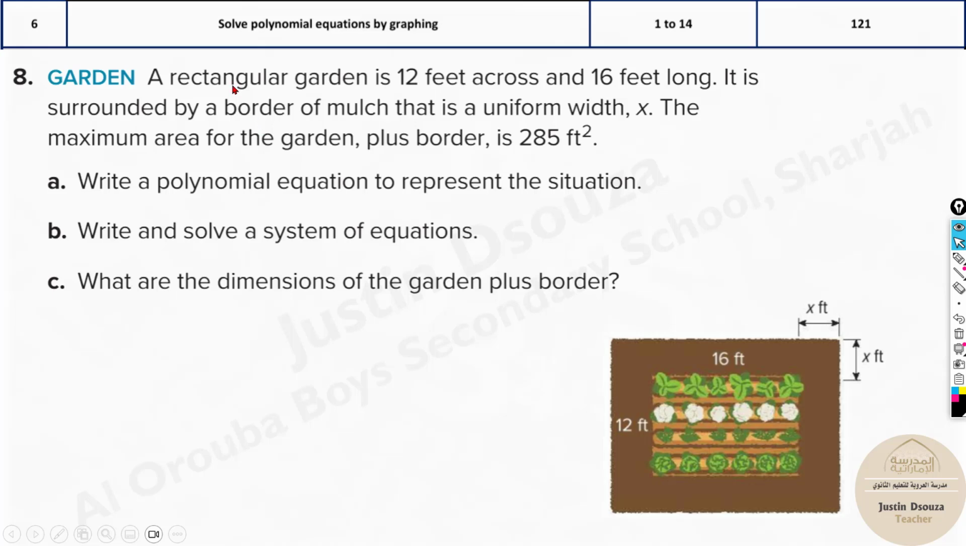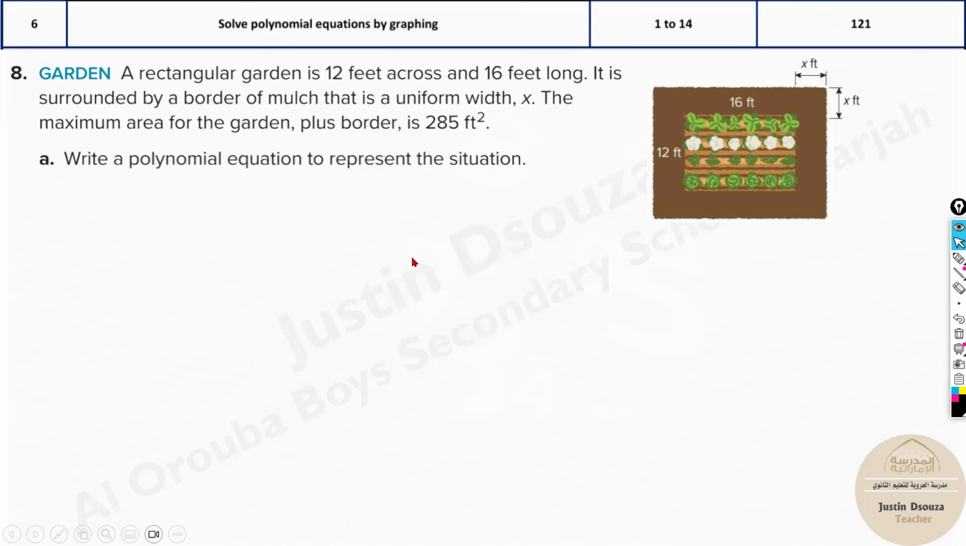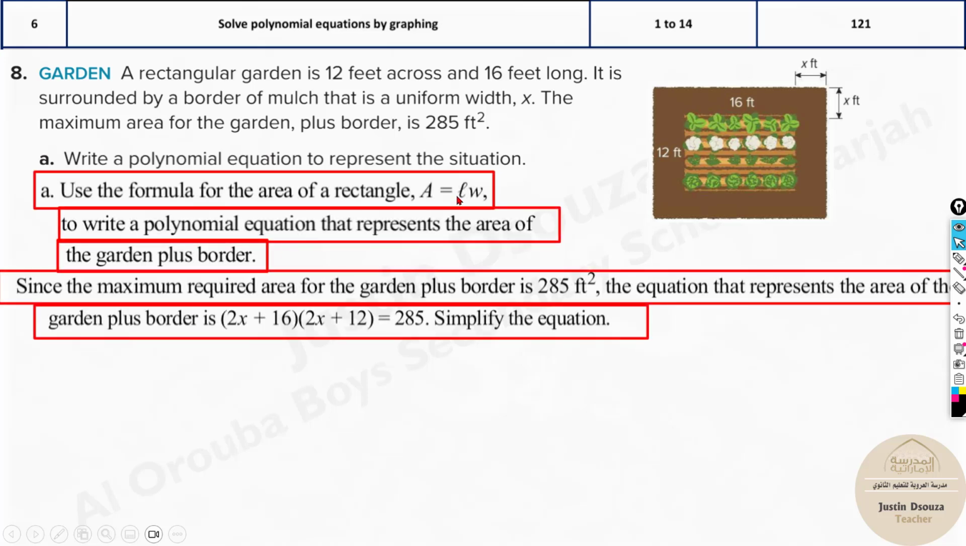Here also it's similar. A rectangular garden 12 feet across and 16 feet long. Across and long, it's given over here in the figures. It is surrounded by a border of mulch that is of uniform width x. The maximum area of the garden plus border is 285 feet square. Now everything is given. You need to just write a polynomial equation just like the previous one. The area is what? Length into width.